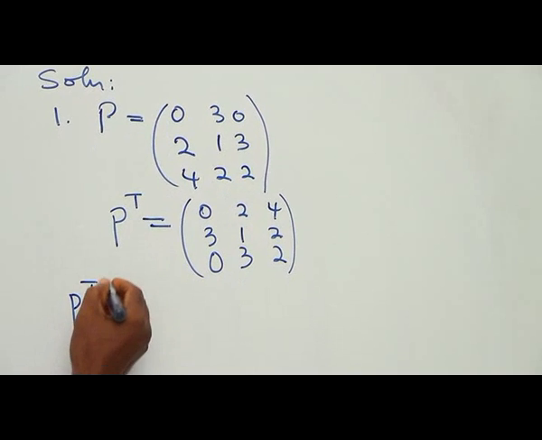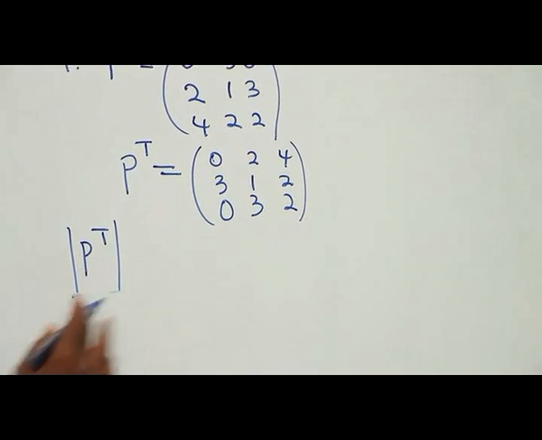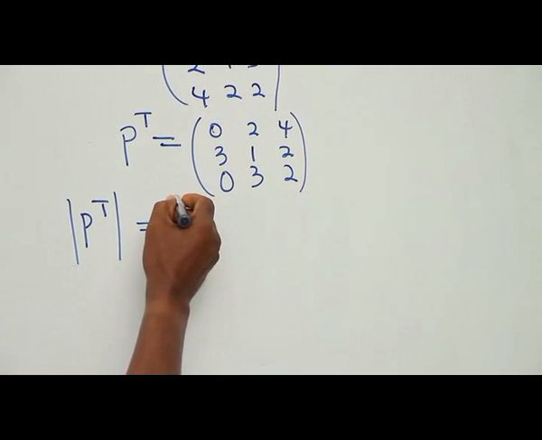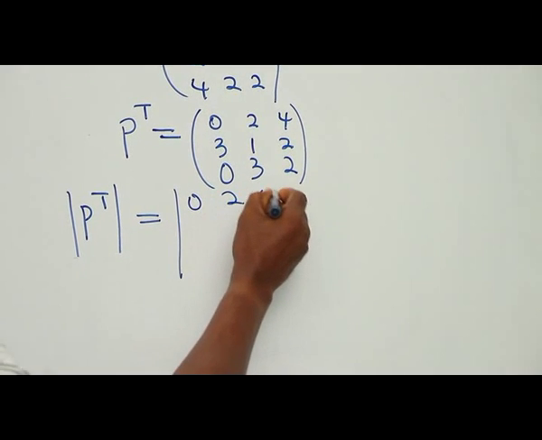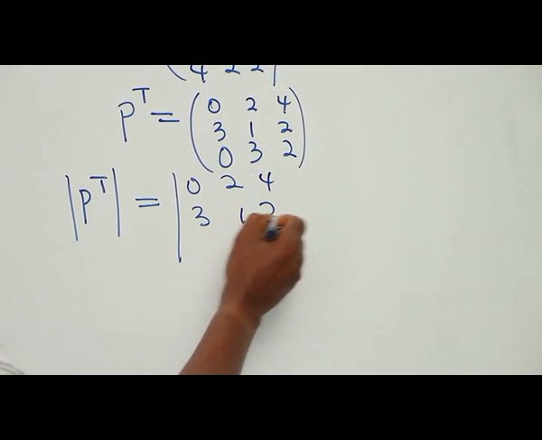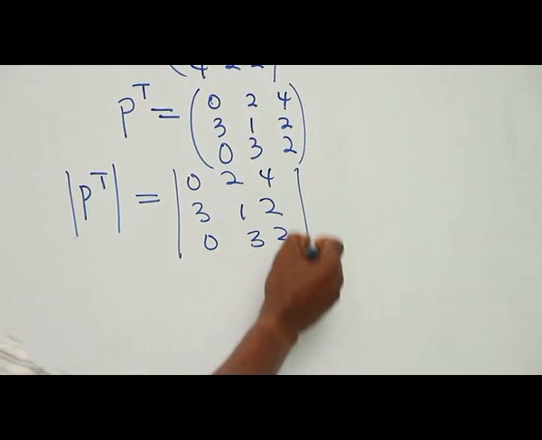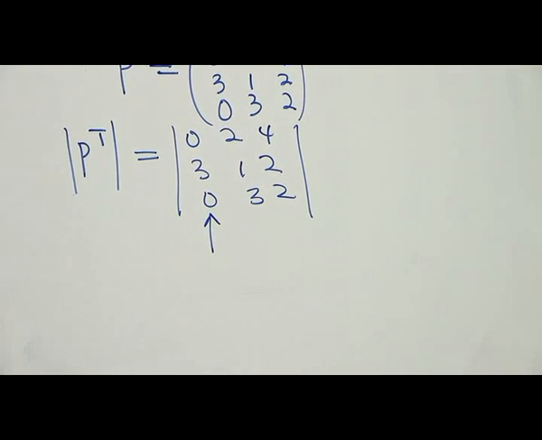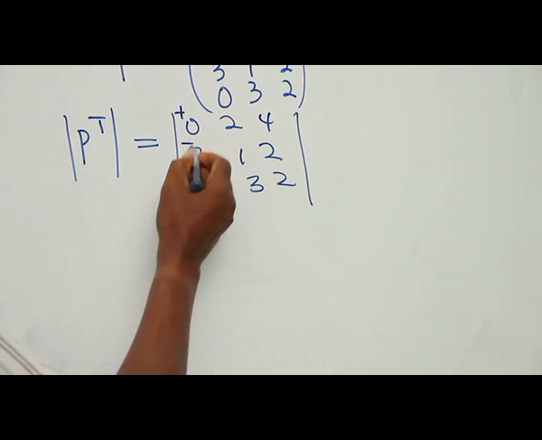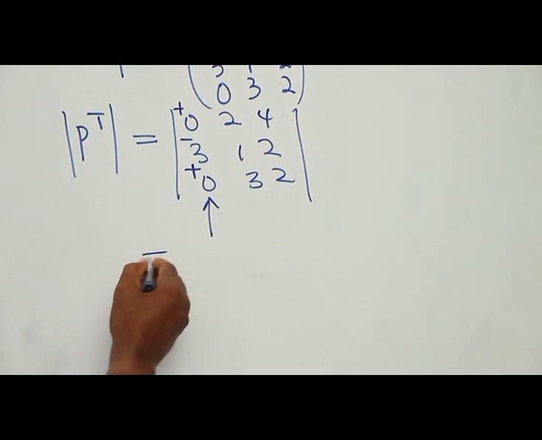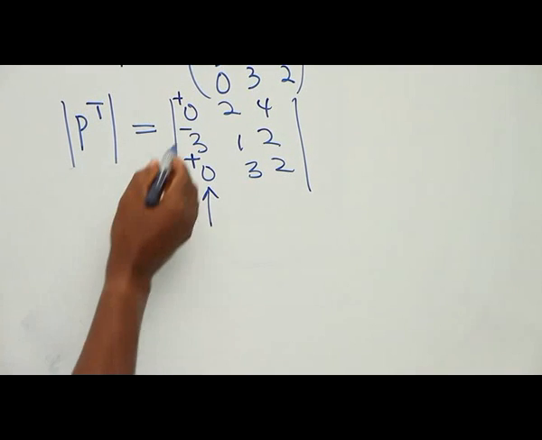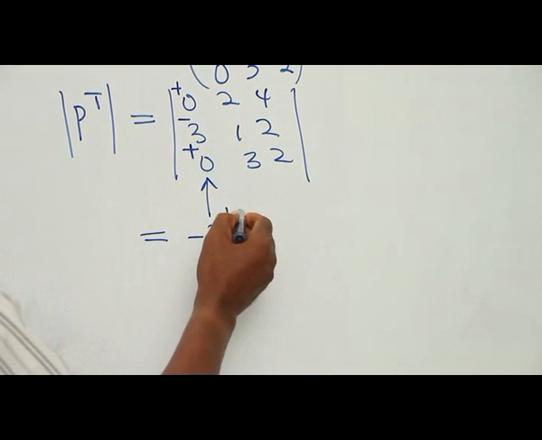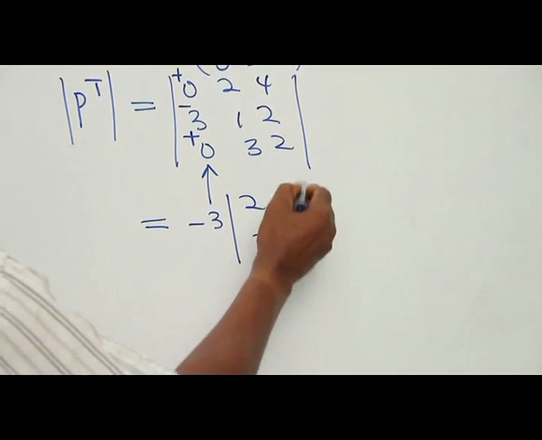Thereafter, we will find the value of the determinant of P transpose: 0, 2, 4, 3, 1, 2, 0, 3, 2. Now, we shall use the column that has more zeros. This is your plus, minus, and plus. So this becomes, the 0 will go, then we use minus 3. We destroy this, and we destroy this. We are left with 2, 4, 3, 2.